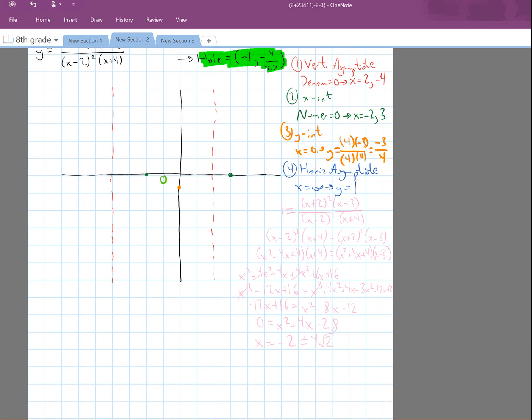If we want to fudge this a bit, it's going to be approximately negative 2, right? 4 root 2. Root 2 is like 1.5. 4 times 1.5 would be 6. Negative 2 plus 6 is 4. Negative 2 minus 6 is negative 8.